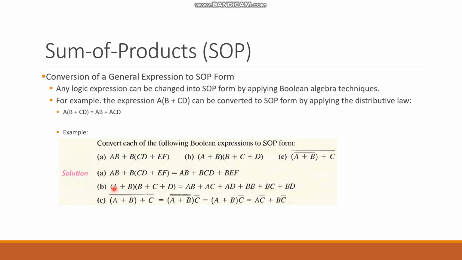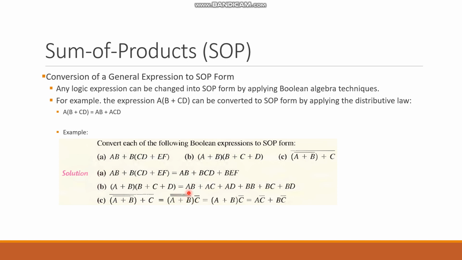And this example as well, this A or B is going to be distributed over the other brackets. So we will get AB, AC, AD, BB, BC, BD. So as a result, we will get sum of products. And this one, by applying the De Morgan theorem, we will get this one.